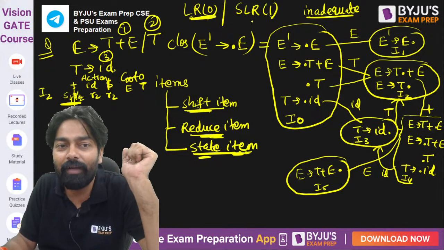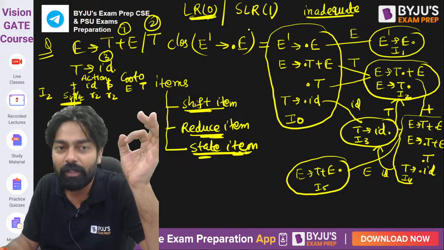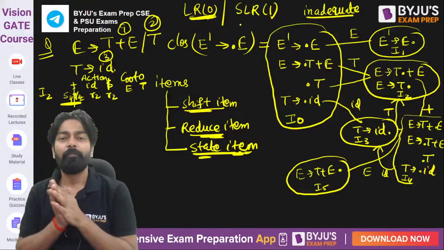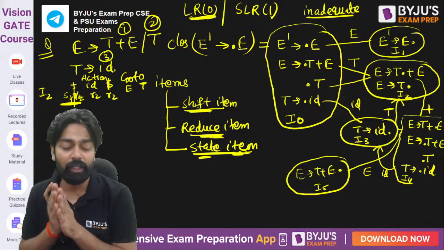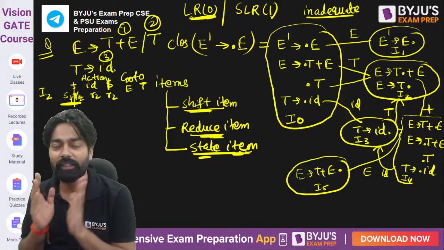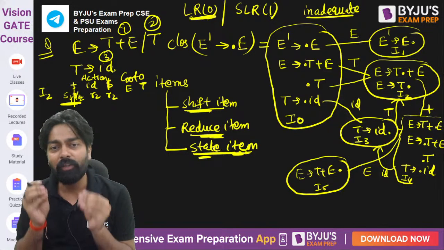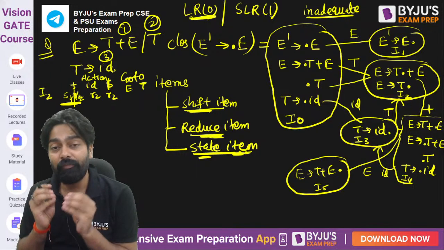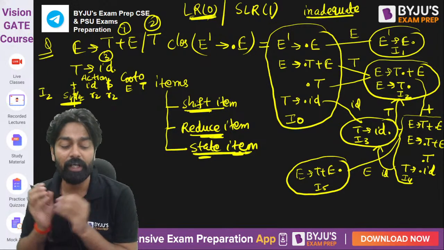So in SLR1, I think everyone knows, the reduction entry will not be the same. The reduction entry will be changed. Everything else is the same. If someone asks, sir, can I say the number of states is the same in LR0 and SLR1? Yes, you can say that. The number of states is the same in LR0 and SLR1. See, the goto entry is also the same. Shift is also the same. But the reduction entry will be changed.